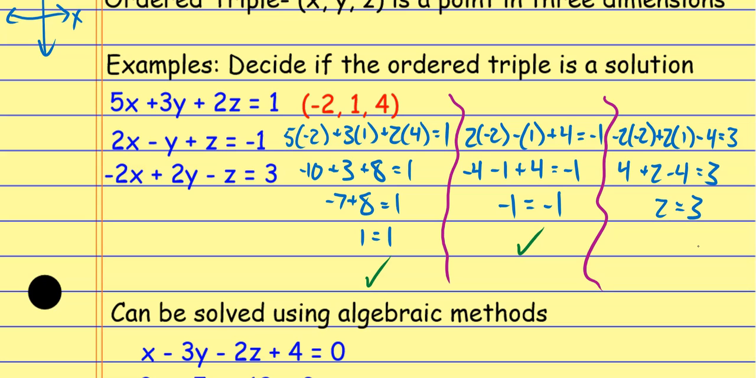And so when I look at this, that's ridiculous. That doesn't work at all. 2 does not equal the 3. So it worked for 2 out of 3. So the question is, is this a solution to the system? Well, the answer is no. All right, this one does not work. It's not a solution to the system because it didn't work for all 3. Okay?